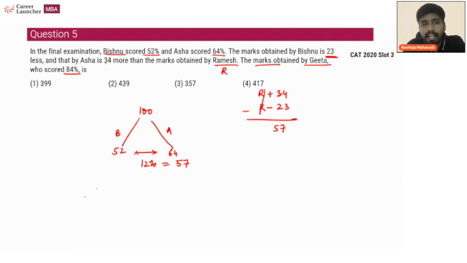Once we have figured that out, we are supposed to find the marks obtained by Geeta, which is 84%. So if 12% is 57, 12 into 7 is 84, so 84% must be equal to what? 57 into 7. 57 sevens are 350, 7 sevens are 49. 399 should be your answer.